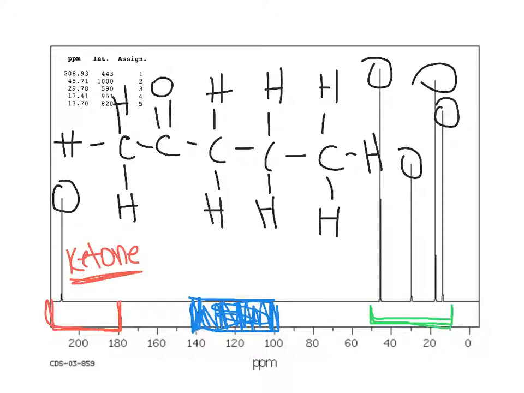So this has been my proton NMR and carbon-13 NMR analysis of C5H10O. And this is the final structure we have drawn that fits the spectra that we've examined in this video.